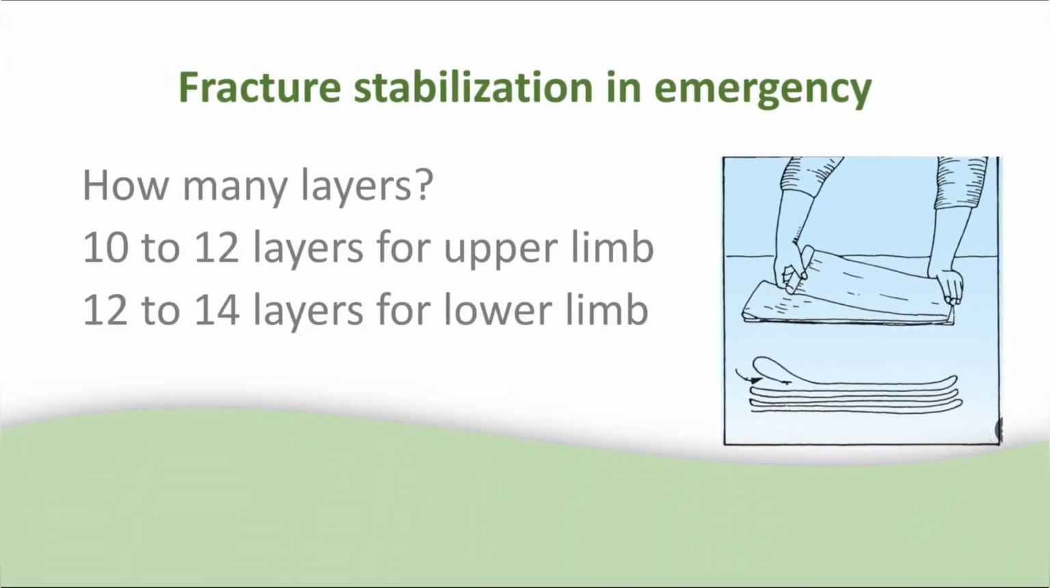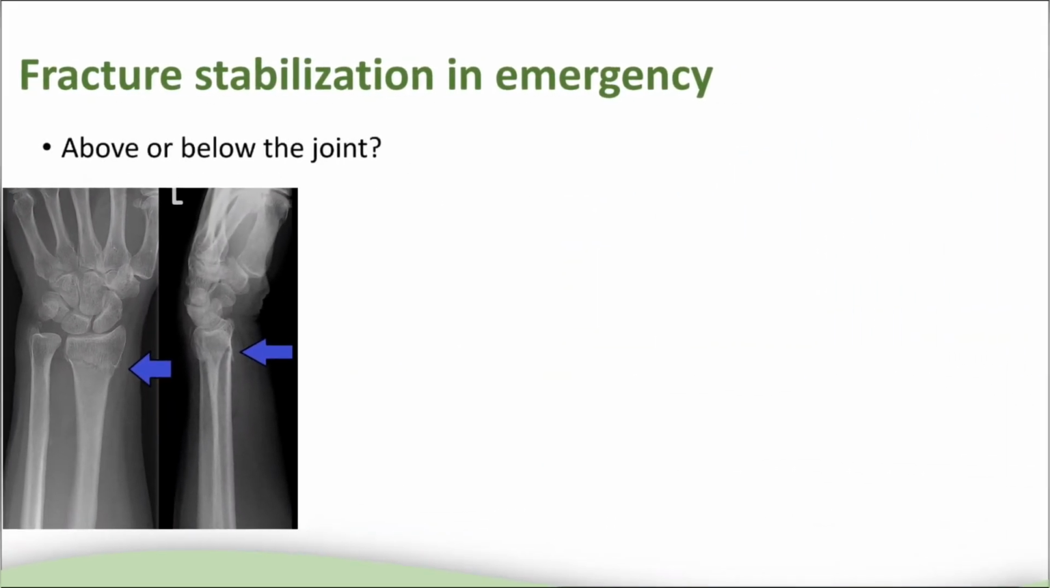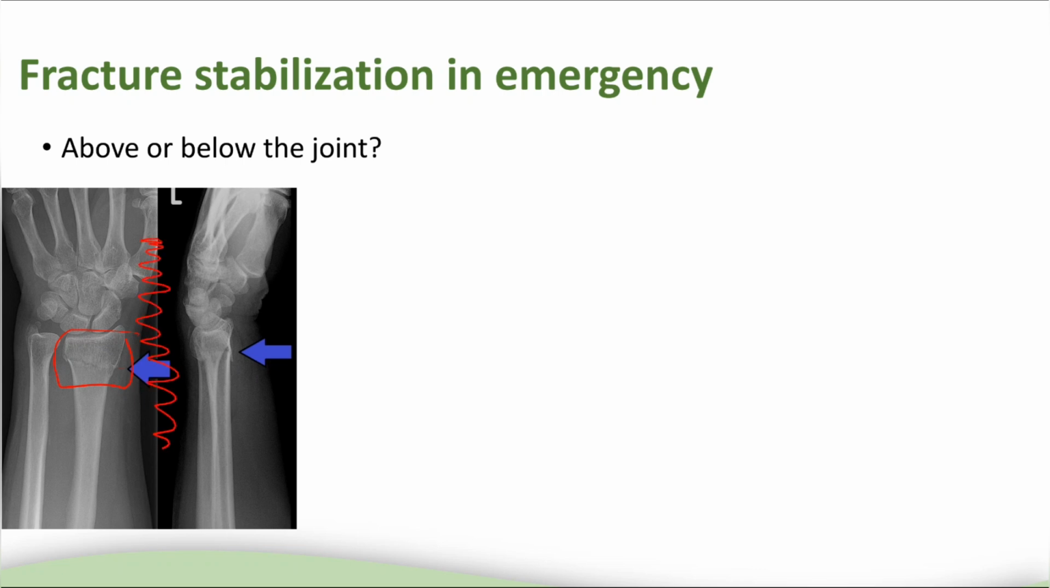For the backslab, the upper limb needs 10 to 12 layers of plaster of Paris. For the lower limb, it needs 12 to 14 layers. Is it above the joint or below the joint? If the fracture is near the joint, it needs to involve only one joint. So the backslab is from here up to here and does not need to include, for example in this patient, the elbow joint.